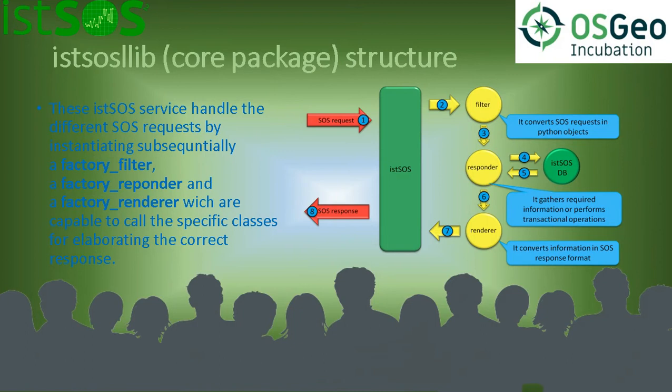istSOSlib core package structure. So here is the following structure, and I will just explain what is going on in the structure, as the previous points were related to that. The istSOS service handles the different SOS requests by instantiating, subsequently, a factory filter, a factory responder and a factory renderer, which are capable of calling the specific classes for elaborating the correct response. So you may see the following diagram, and from this you may easily understand what's going on.